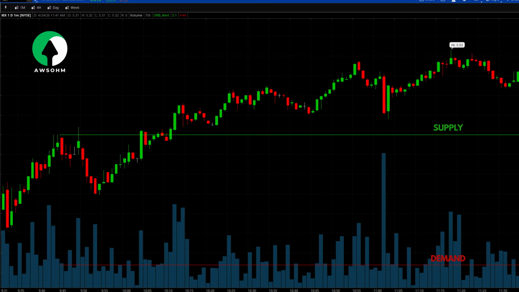Zone rejection at open. If price opens directly inside a demand zone and creates a bottoming tail, or wick, look for an opening range breakout, ORB, to the upside. The gap and go. If price gaps over a supply zone at the open, that zone often flips and becomes a new demand level, an S/R flip.